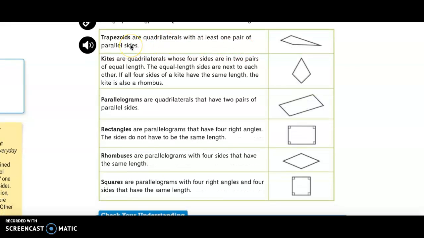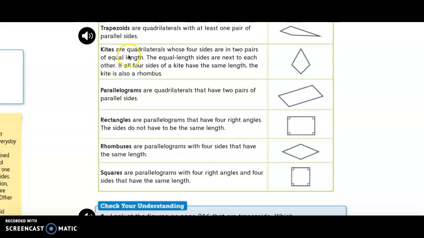So this one's trapezoids. Trapezoids are quadrilaterals with at least 1 pair of parallel sides. Say that word with me. Trapezoids. Look at, where's our parallel line? Oh, right here and right here. These are the parallel lines. Good. It has 1 pair of parallel sides. So it's a trapezoid.